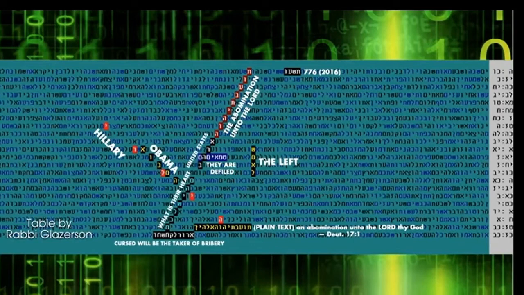And then it says the abomination unto the Lord in the Torah codes in red at the same angle in the same sentence. Now, at the bottom of this table in black with yellow letters, it says an abomination unto the Lord thy God, which is actually in the book of Deuteronomy, chapter 17, verse 1, which basically is the same thing that the codes say in this same passage. You can study the rest for yourself.